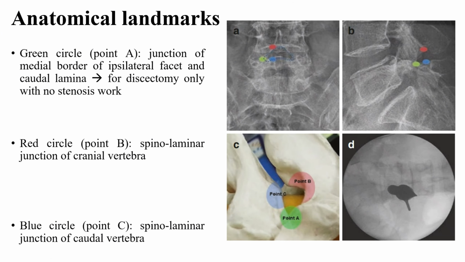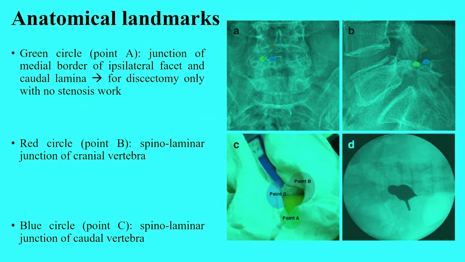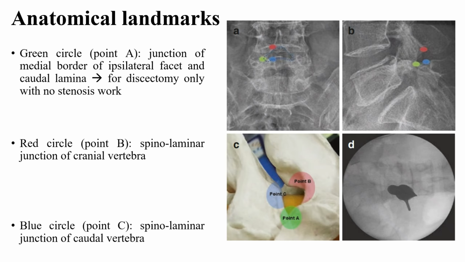Next is the green circle. Whenever there is only a fresh disc, like at L5S1, where you don't need to do the laminotomy because the interlaminar window is big and you just want to remove the disc, then you land on the green circle, do the lateral flavectomy, directly approach the disc and do the discectomy. So there is no need for the cranial decompression.